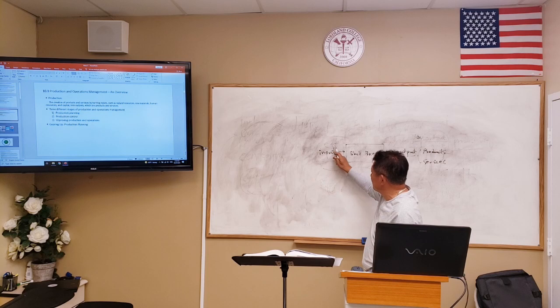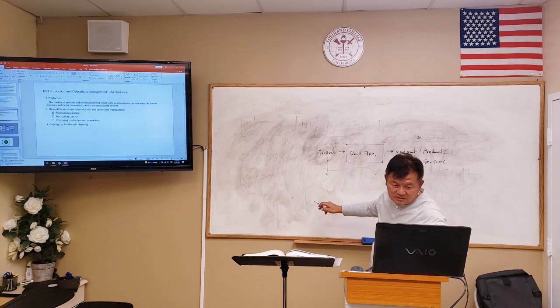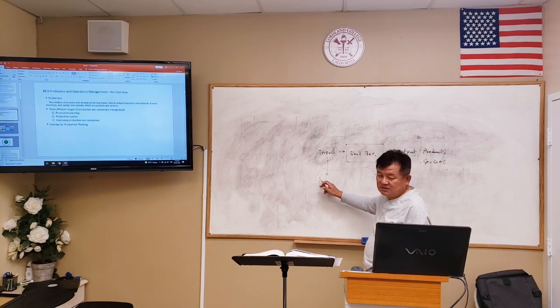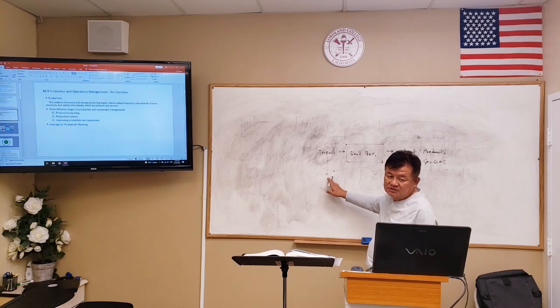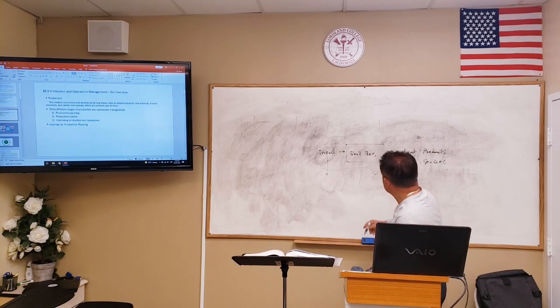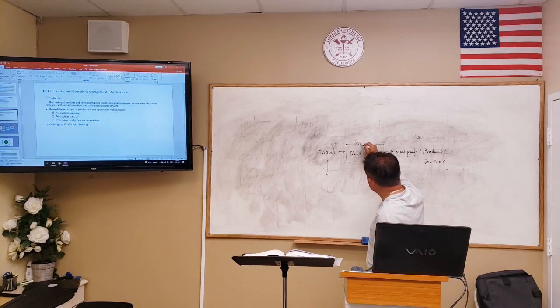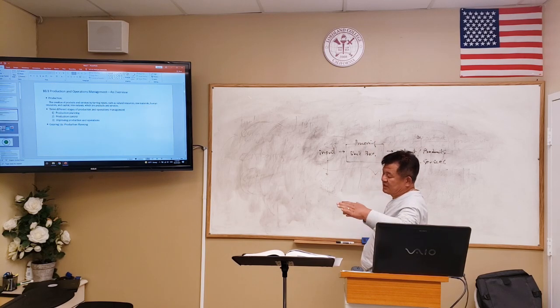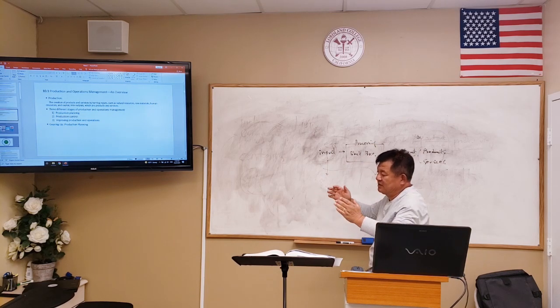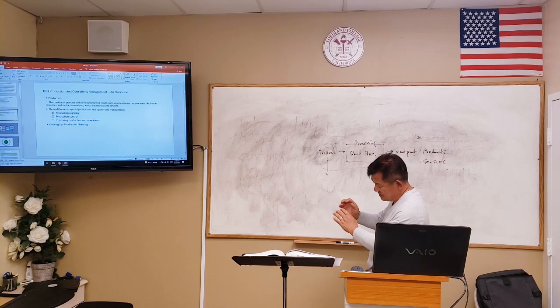Anyway, what do we input? Natural resources, raw materials, human resources, and capital. And then we make output. This is processing. So we say this black box means we cannot definitely define this process.